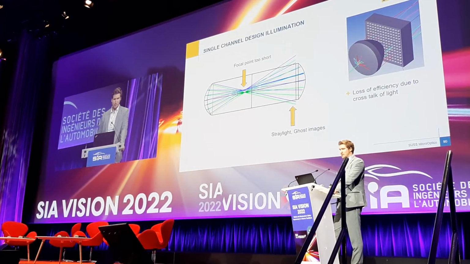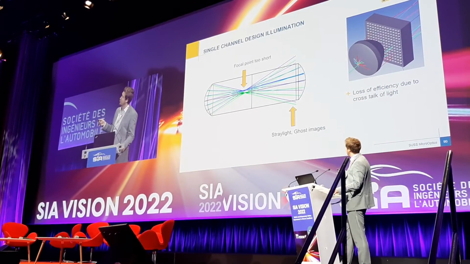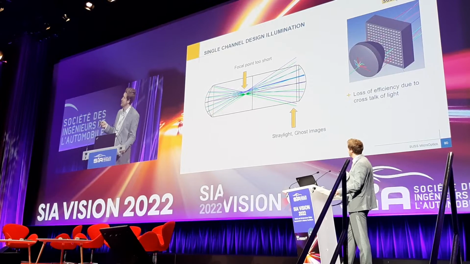So when the focal point is too short, when the system is designed in a way that the focal point is here from this side, the light comes in here.